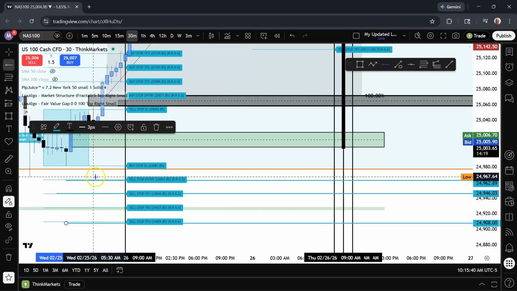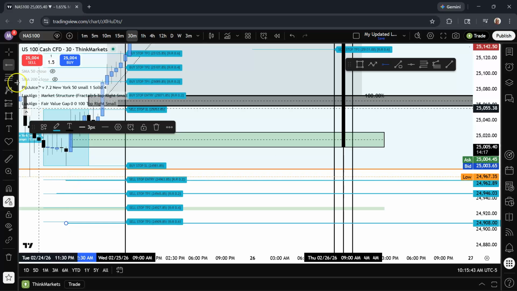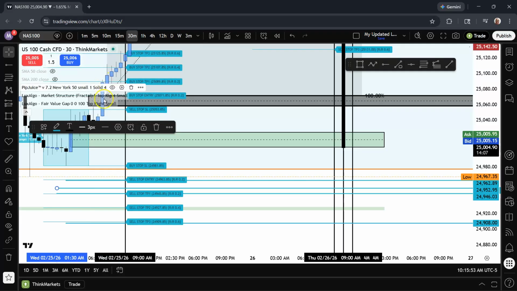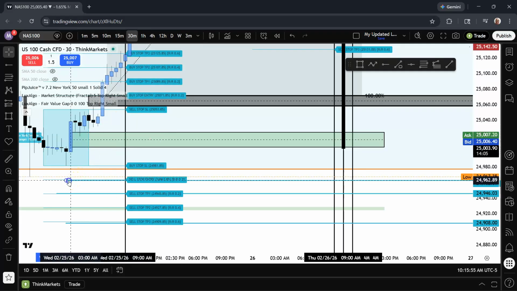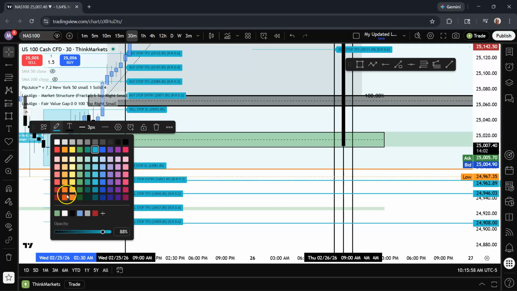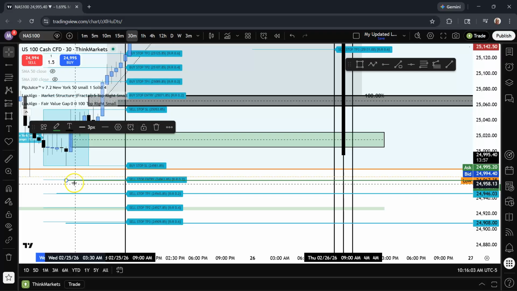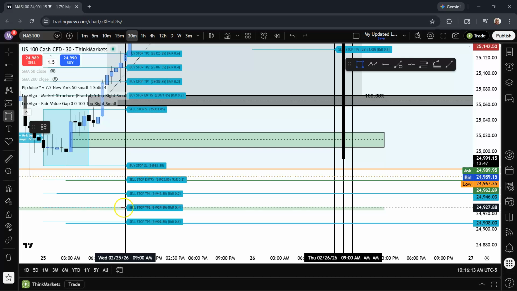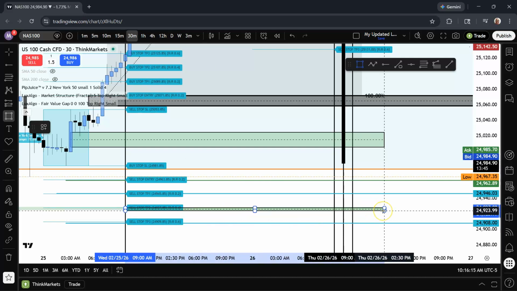Okay, so the entry is this one. This is the entry. We'll make that green. Just in case it comes down here, touches that entry, it'll hopefully go down to this fair value gap down here, which is take profit 2.